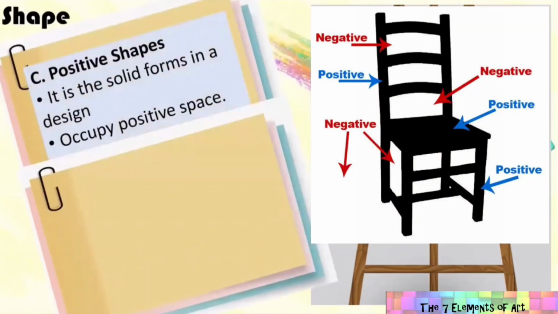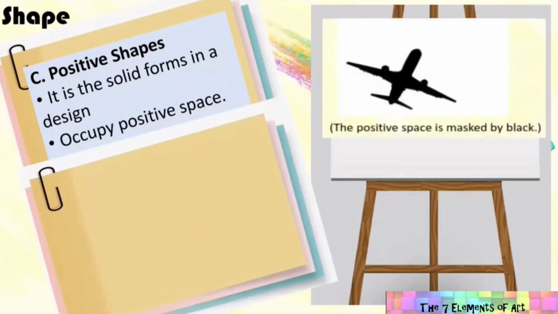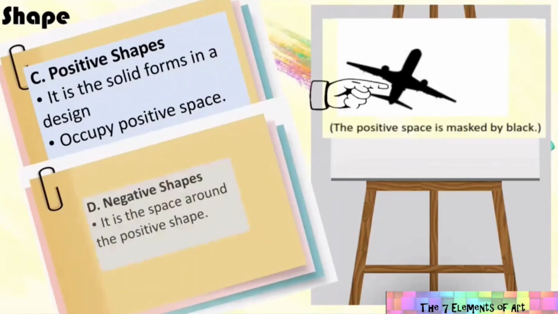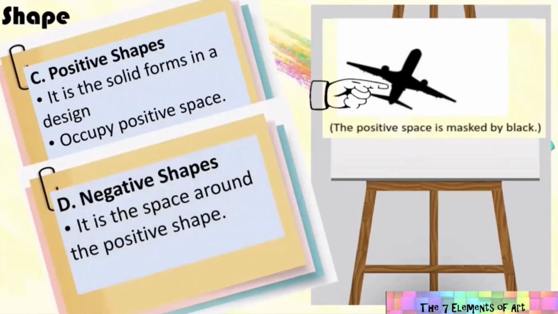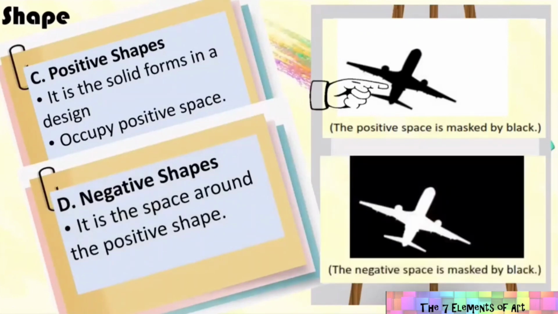Next, we have positive shapes. These are the solid forms in a design that occupy positive space. The positive space is masked by black. Next, we have negative shape. It is the space around the positive shape. The negative space is masked by black.